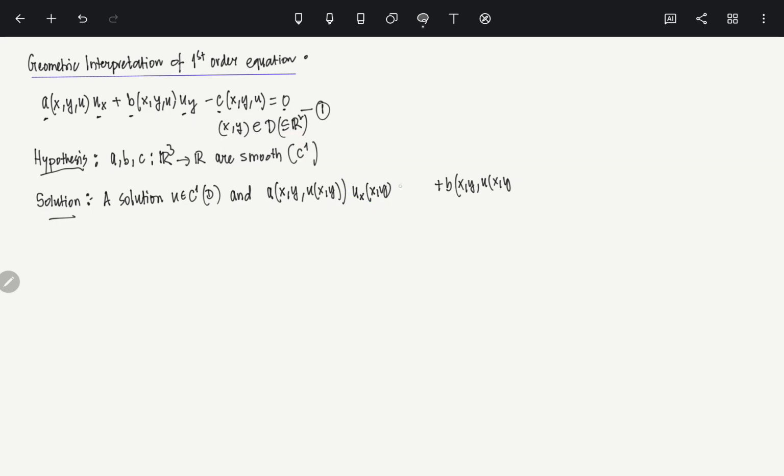a times u_x at the point (x, y), okay, plus b times (x, y, u(x, y)) at the point (x, y), and then u_y(x, y), right. So basically for every point (x, y), I want my equation to be satisfied. That's the point. Okay, so minus c(x, y, u(x, y)) has to be 0. I hope it is clear now. For every point x and y in the domain D, this should be true. That's the idea. Okay, so that is the requirement which you are putting.